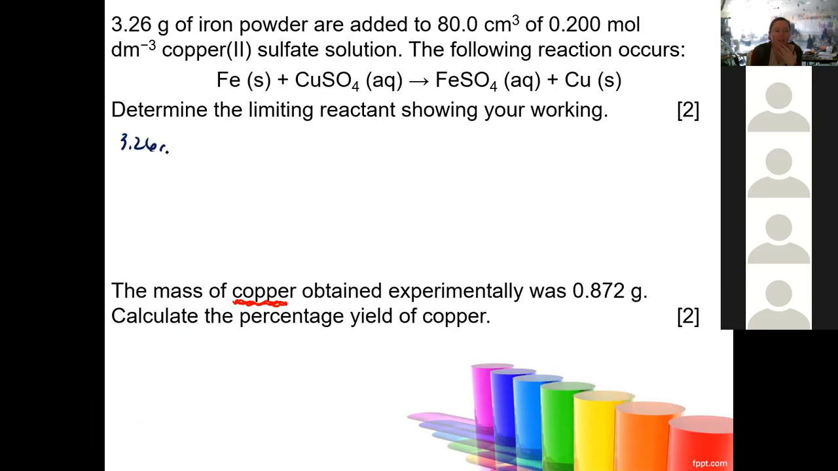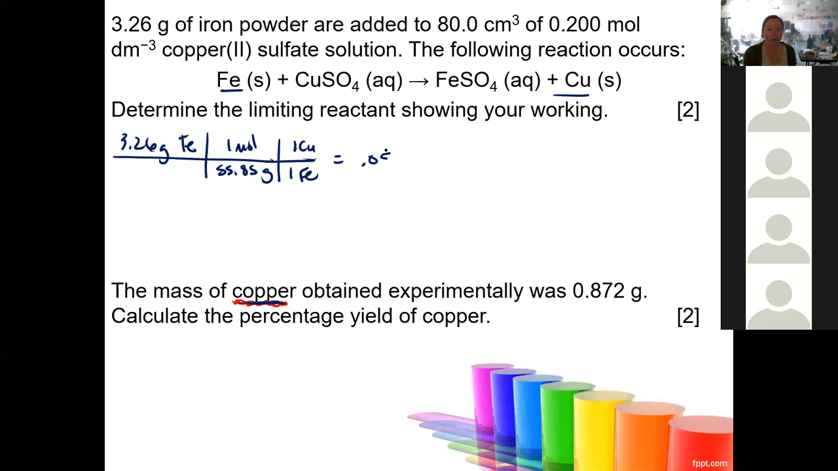So 3.26 grams of iron. What's our molar mass of iron according to the handy dandy periodic table? 55.85 grams per mole. And then again, because I see this copper down here, I'm going to go ahead and convert to copper right away. So I have 1 iron and 1 copper. So 3.26 divided by 55.85, 0.0584 with sig figs moles of copper produced.